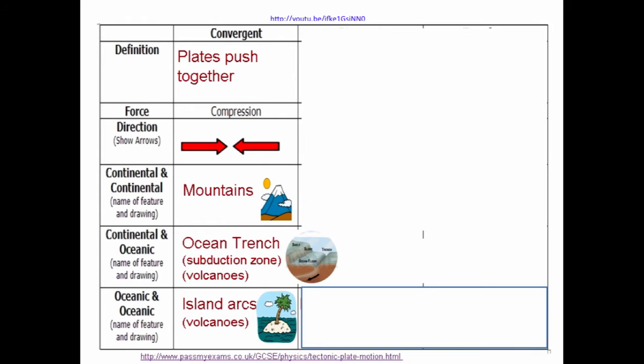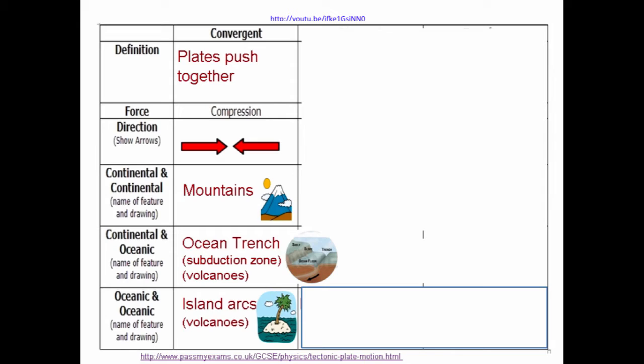So let's talk about the first type of boundary, which is convergent. Convergent, as you can see from the arrows, is when two plates are moving towards each other. So the definition of convergent is when two plates push together. This is represented by a compression force. I know we haven't gotten into forces yet, and you will after Christmas, but imagine that you're putting your hands on either side of a spring. When you're pushing them together, that is a compression force. So that's the force that's involved when these two plates move towards each other.